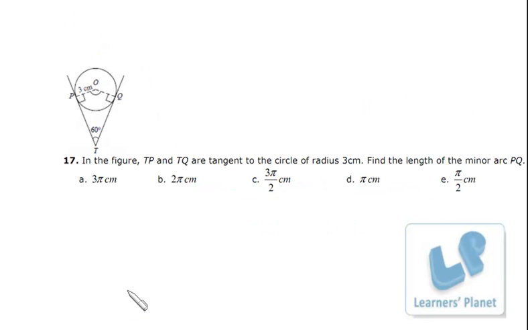Now this question. In the figure, TP and TQ are tangents to the circle of radius 3 cm. Find the length of the minor arc PQ. That means we have to find out this length, right? What is the formula for arc length? Theta upon 360 into 2 pi r. 2 pi r is the circumference of the circle, and we just have to see the theta, that is the angle made by this arc at the center, right? Now we want this angle. Then only we'll be able to find the length of arc PQ.